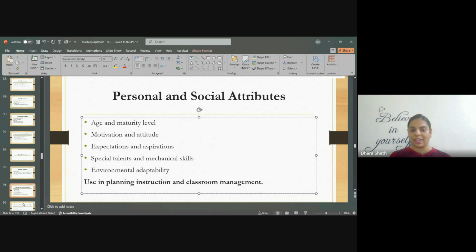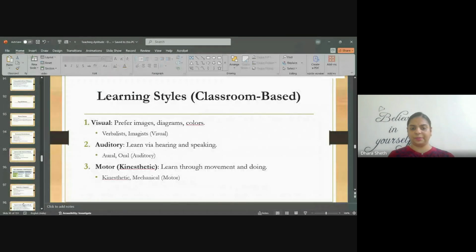This is one classification and it is not given by any scientist, okay? This is just to understand. Classroom-based learning styles, visual, auditory, kinesthetic. Okay?